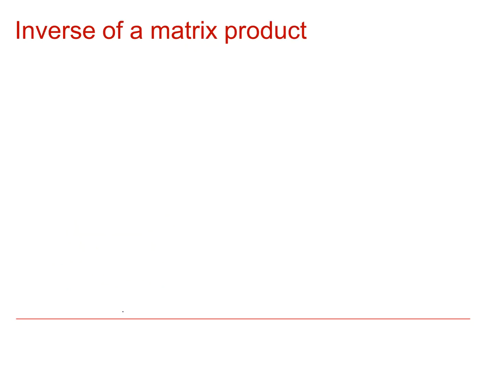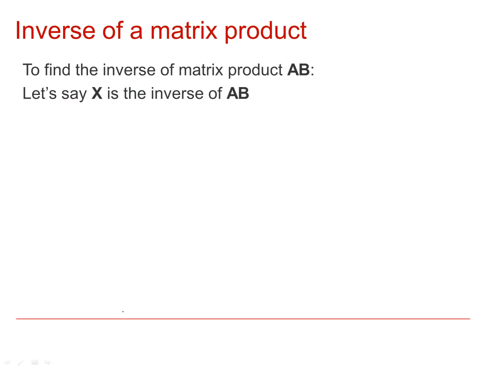There are a couple of useful results about inverses and determinants which you need to know. The first one is how to find the inverse of the matrix product AB. We'll start by giving it a name. Let's say X is the inverse of AB. So we know that X multiplied by AB is equal to the identity matrix I.